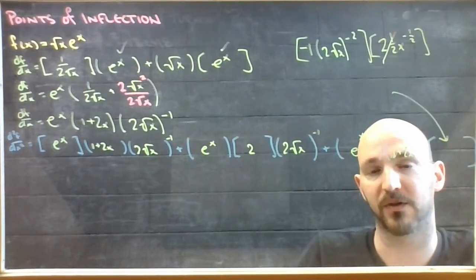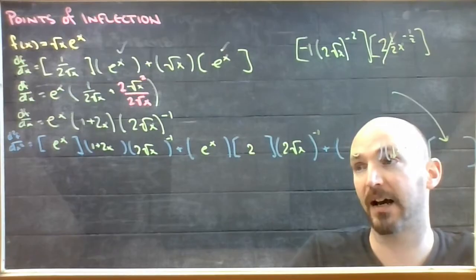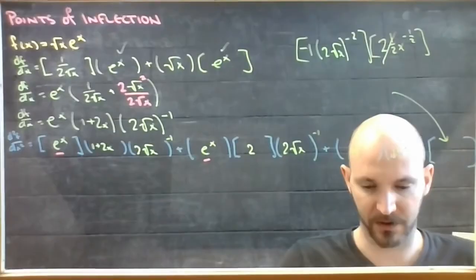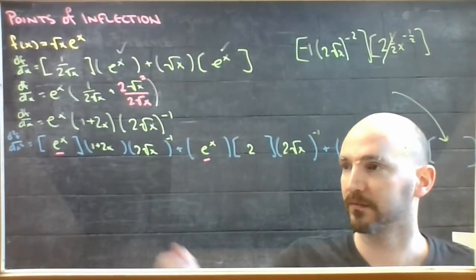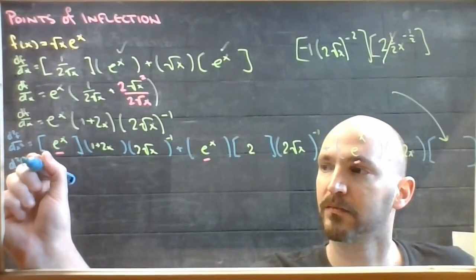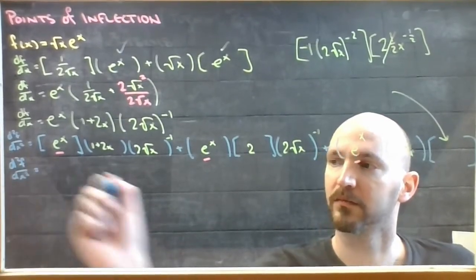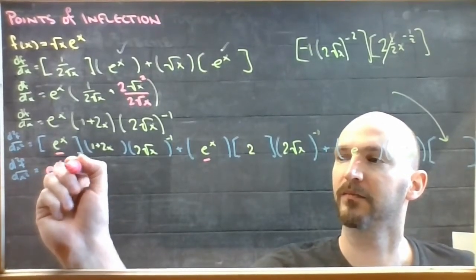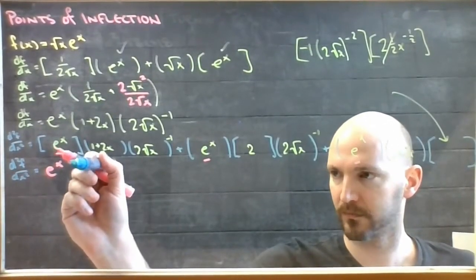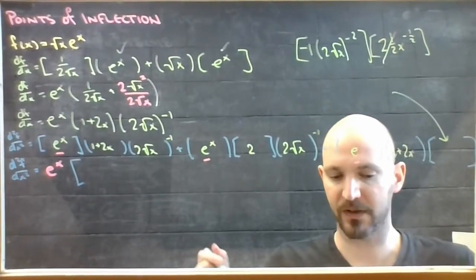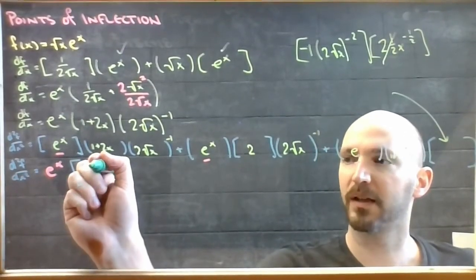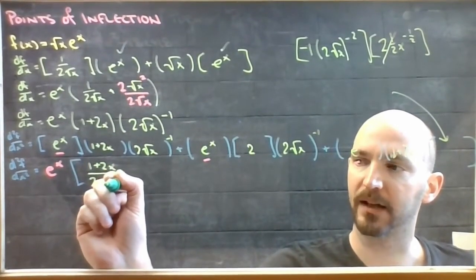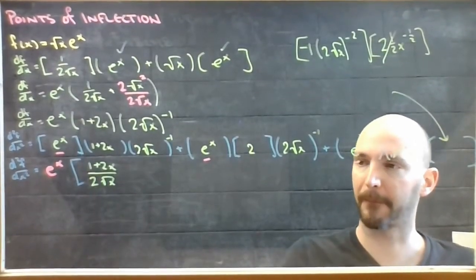So I'm going to write this out. I'm going to try and clean some stuff up. First off, I have an e to the x in all 3 of these terms, so I'm going to just factor it out. In this front term, that leaves me with a 1 plus 2x over top of a 2 root x. It's this piece and this piece.